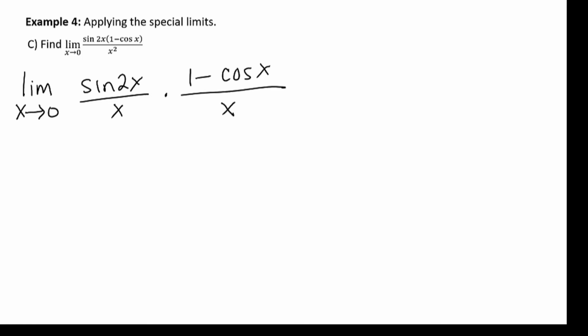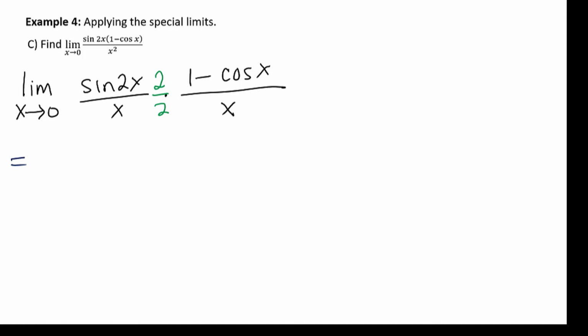Find the limit as x approaches 0 of sine of 2x times 1 minus cosine x divided by x squared. Let's expand this a little bit and write this as the limit as x approaches 0 of the sine of 2x divided by x times 1 minus cosine x divided by x. Let's multiply by a factor of 1. So I'll multiply the top and bottom by 2.